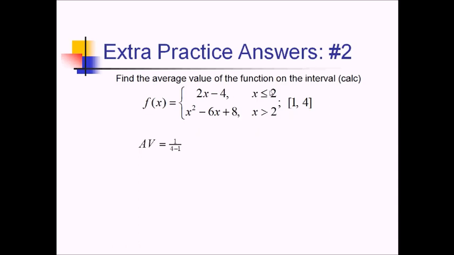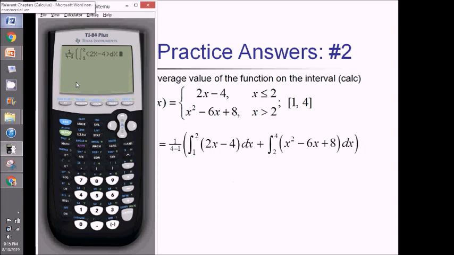So I have the integral from 1 to just 2 of my first rule, 2x minus 4 dx, plus the integral from 2 to 4 of the second rule, this x squared piece here with a dx next to it. And at this point, I'm just going to plug it in the calculator because this is a calculator question. So just to show you what I've got so far, I've got 1 over 4 minus 1. I guess I could have said 1 over 3. Here's my first integral from 1 to 2 of the 2x minus 4 function.